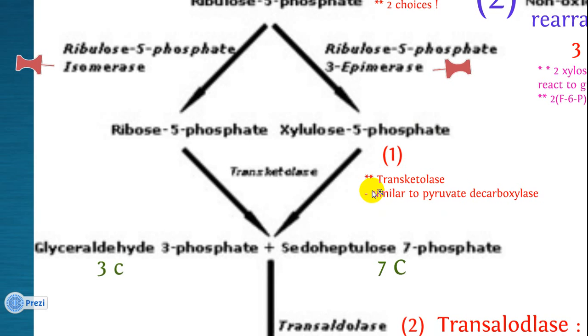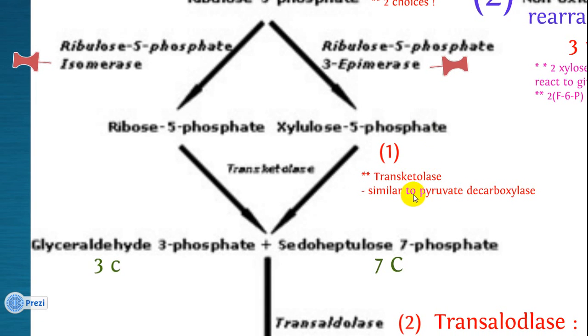This is the first reaction. It's done by an enzyme called transketolase. About this enzyme, you need to know 2 pieces of information. It's similar to pyruvate decarboxylase. Okay, why? Because it does the same thing as pyruvate decarboxylase. The function of transketolase is to take 2 carbons and to move them. This is the function of transketolase.